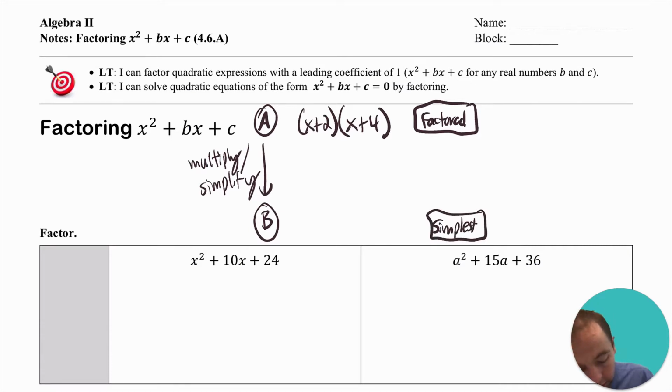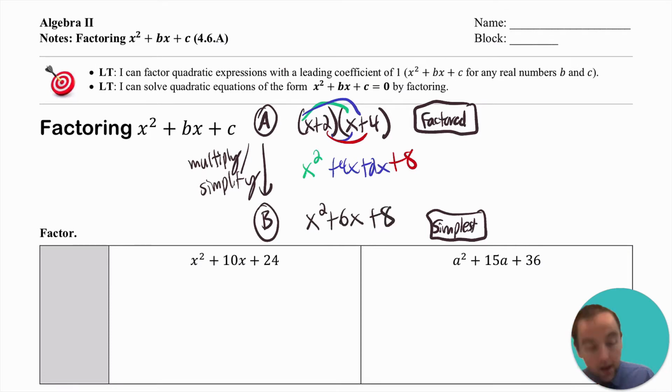So to multiply this out, of course, we can just use the FOIL method to multiply these two binomials with one another. So we're going to get x squared and then plus 4x and plus 2x and then plus 8. We'll recognize that the 4x and the 2x are like terms with one another, so that's going to simplify all the way down to x squared plus 6x plus 8 as a final simplified form there at point B.